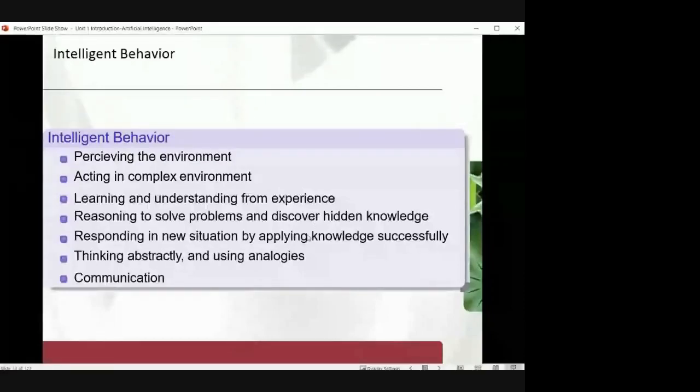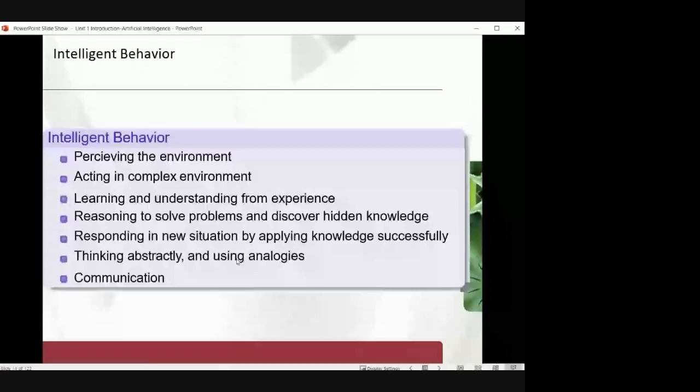Okay, then think abstractly and using analogies. Okay, so abstract thinking कैसे कर सकते हैं? Now again there are so many algorithms we are having for this. Okay, for us it is okay, but for a smart system it is very, very important. And communication, just communication is again a kind of intelligent behavior nowadays. Okay, so these are the intelligent behaviors.